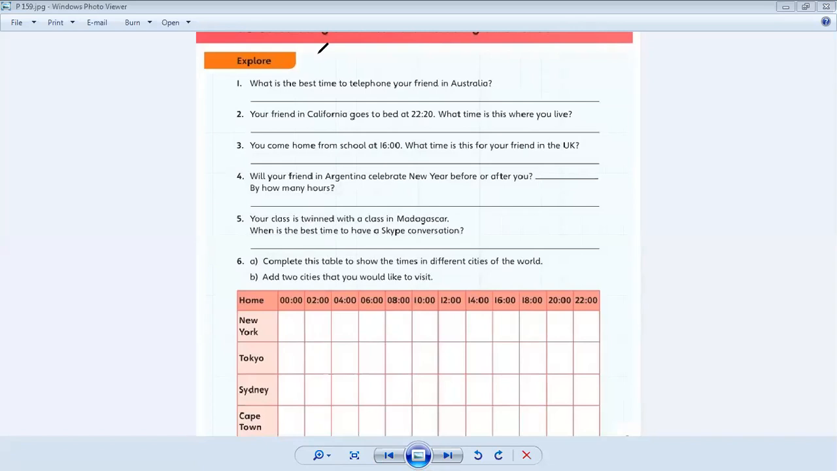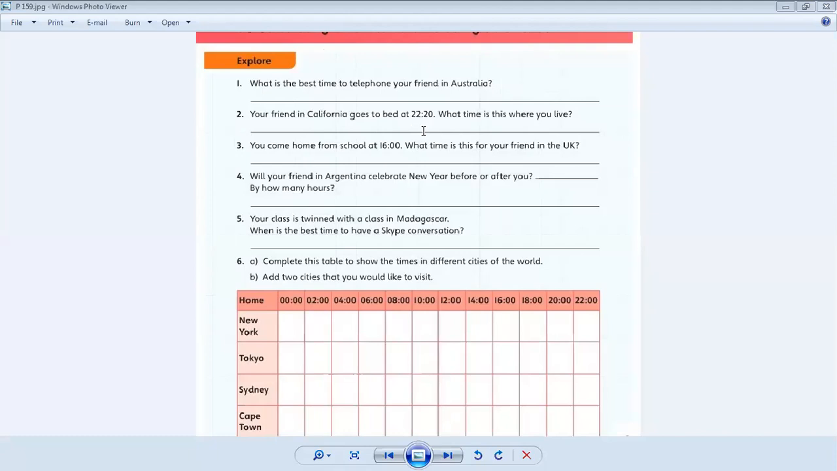What is the best time to telephone your friend in Australia? Australia is 9 hours earlier than us. That's why if it is afternoon here, it is night there. The night has started, 9:30 there. So when we want to call our friends from Australia, we need to call at night or early morning. Okay.